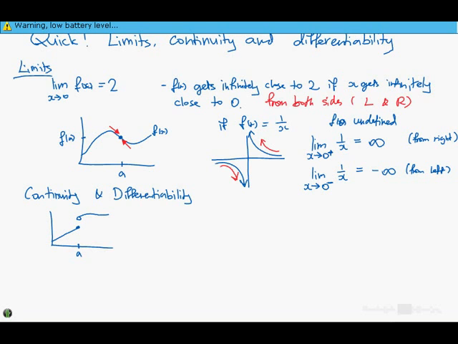Okay, the second graph I want to draw for you looks like this. Again, I'm going to call this the point A. This second graph, what's going on here?